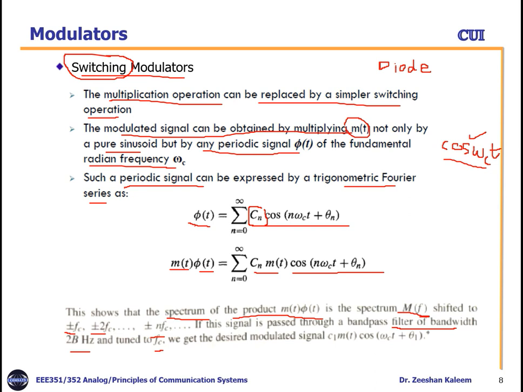So after passing this through a band pass filter tuned to the bandwidth of 2B Hz, we will get the desired modulated signal C1 m(t) cos(ωct + θ1). And don't worry about this θ1. This can be any starting point of the phase, so it can be 0 or any value.